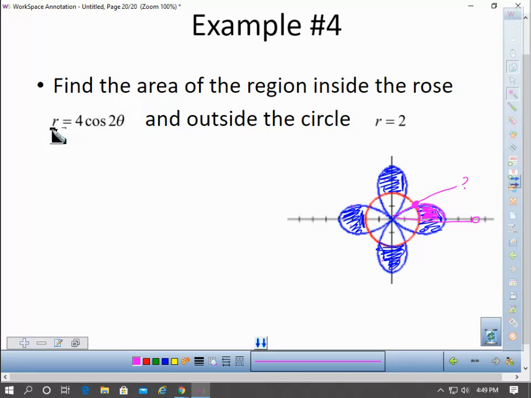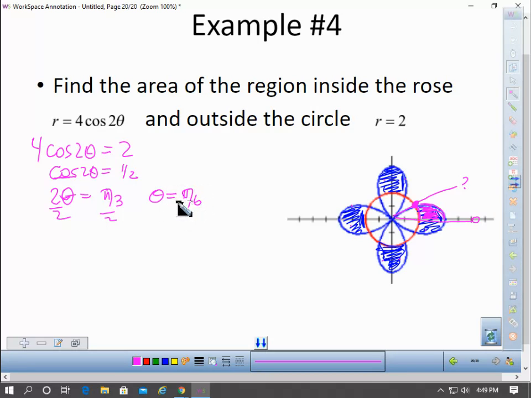So that's where you're going to set these equal. Set 4 cosine 2 theta equal to 2. So that means cosine 2 theta is 1/2 when you divide by 4. So where on the unit circle, so my 2 theta equals, where on the unit circle is cosine equal to 1/2? So cosine is equal to 1/2 at pi over 3. All right, and so then when we divide by 2, that gives you theta is pi over 6. So this answer right here is pi over 6 for where they intersect right there.